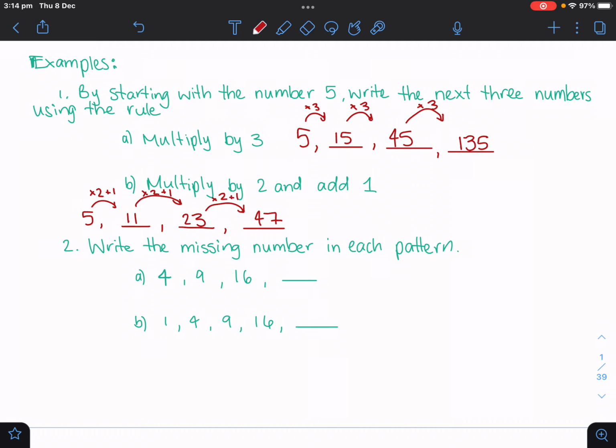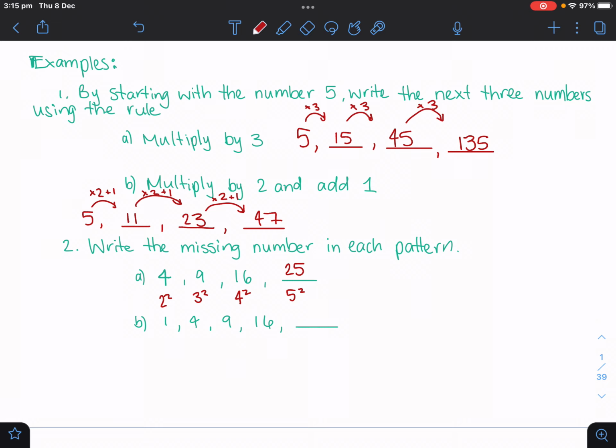For A, I have 4, 9, and 16. If I look at 4, 9, and 16, I'm looking for a pattern here. What do these 3 numbers have in common? Well, I know they're all squared numbers. 2 squared is 4, 3 squared is 9, and 4 squared is 16. 2, 3, 4. Well, what's the next number going to be? 5 squared. 5 times 5, which is 25.